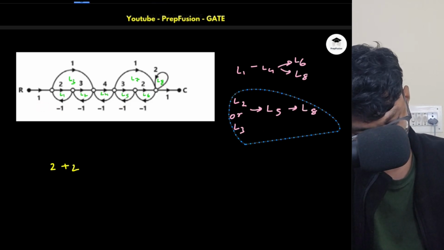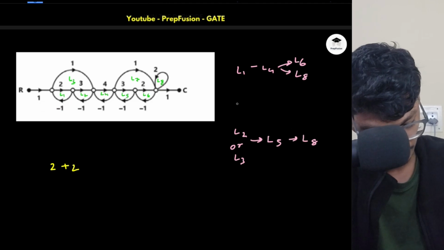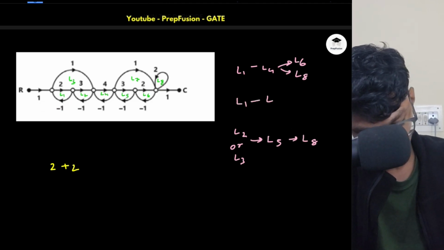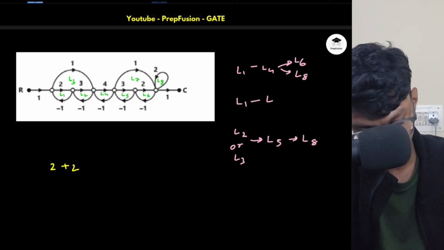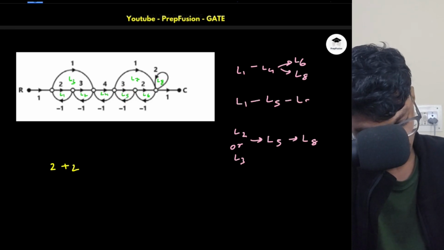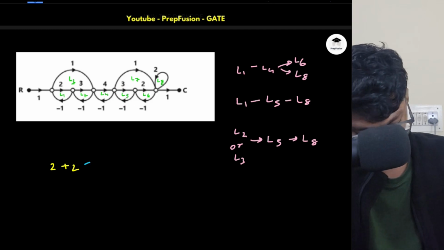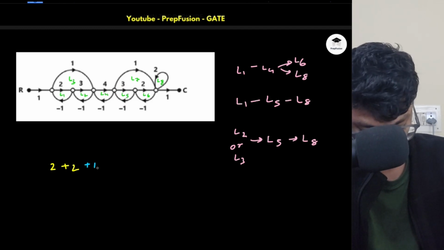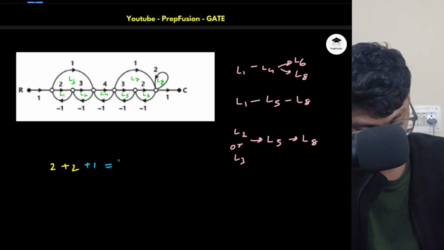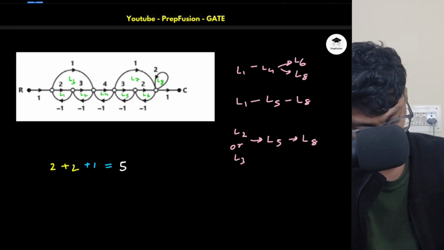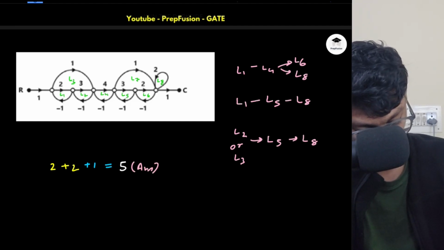So with L1, I missed this combination previously. With L1, I have L5, right? This is non-touching, and this L8 is also non-touching. Okay, so total, like this, I know this is a bit difficult, but you have to be patient with it here. So total number of combinations will be 2 plus 2 plus 1, that is 5. 5 will be your answer for this question.